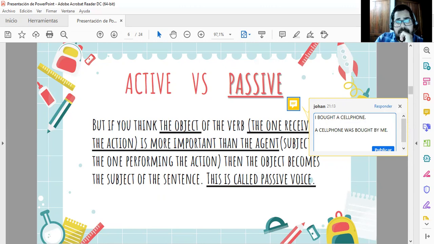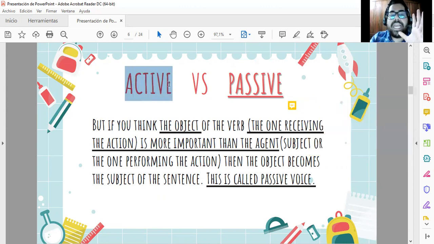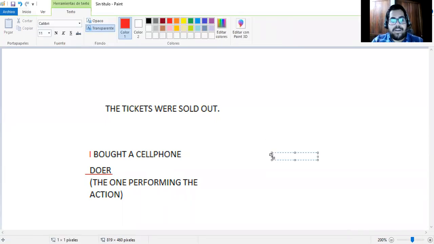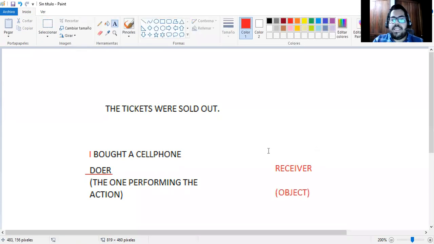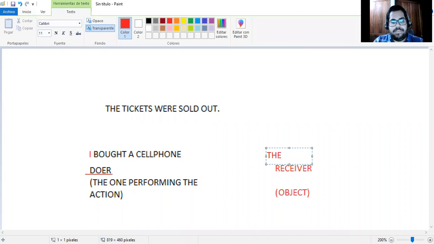Okay, teacher, the passive voice is like when we switch the order? Yes, something like that. But I'm going to explain the structure and all that in a few minutes. Take a look, guys. In the active voice, we care about the doer. Remember? In the passive voice, we care about the receiver. Teacher, what is the receiver? The object, basically. So in the passive voice, we care about the object.